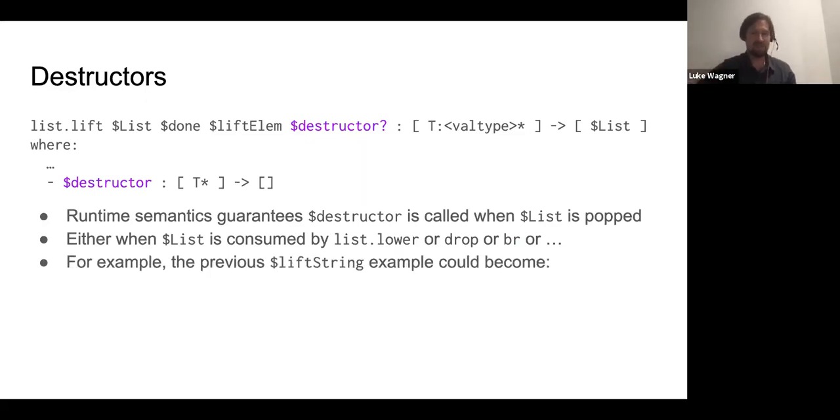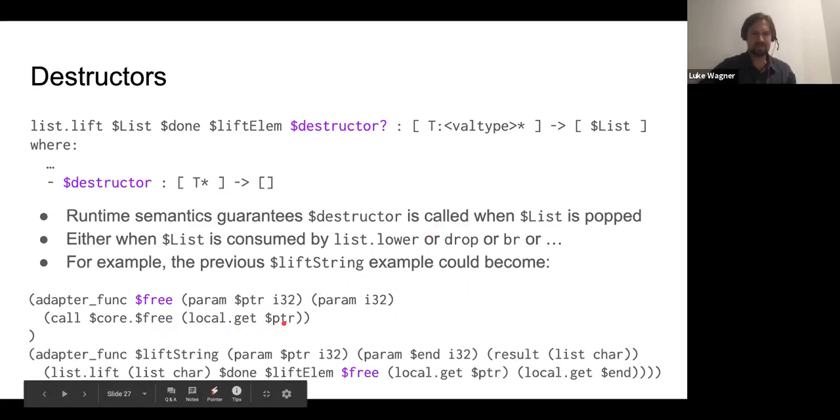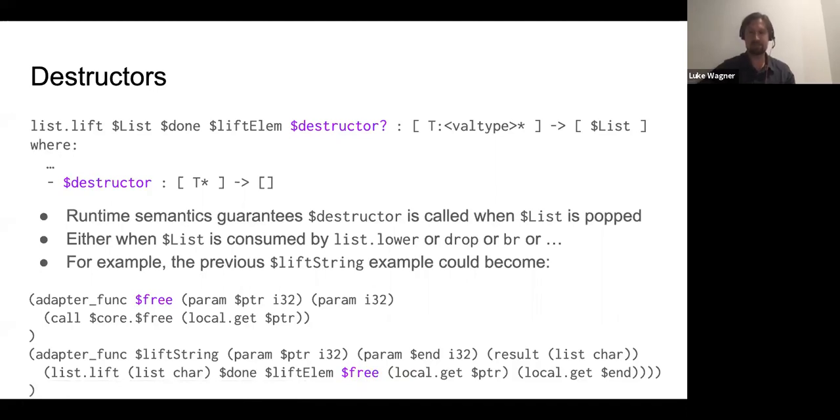So based on that previous list string example, I could make a free function that just takes the loop state and calls free on the pointer. And then my list.lift will simply say free. And that's it. I don't really have to care who or how the string is used. It will get freed.